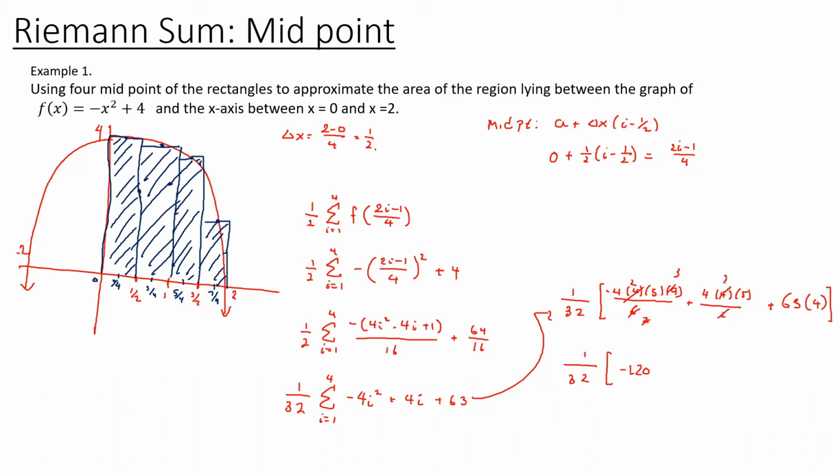4 over 2 is 2. So we have 8 times 5, which comes out to be 40. And the last one, 63 times 4, comes out to be 252.